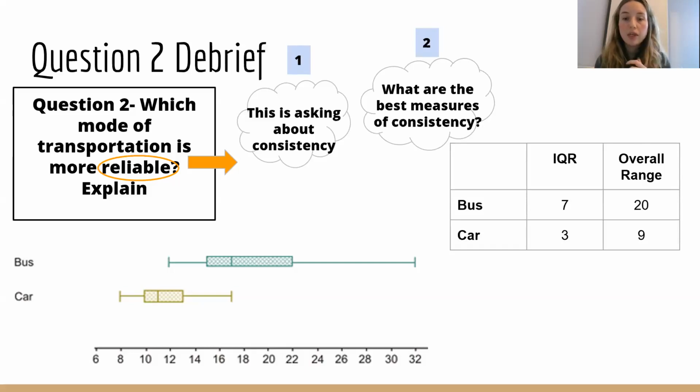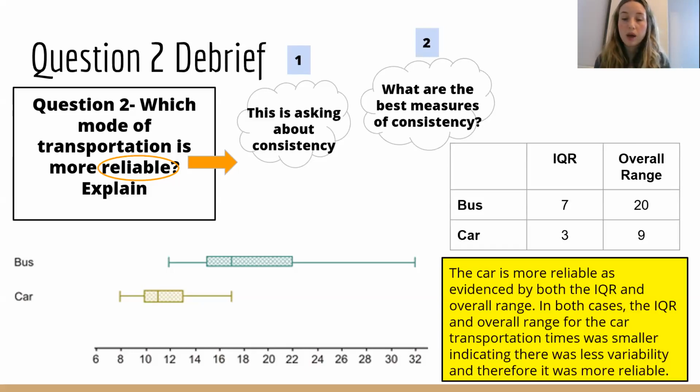Now that I have this information, I'm able to synthesize my response, which is the car is more reliable as evidenced by both the IQR and overall range. In both cases, the IQR and overall range for the car transportation times was smaller, indicating there was less variability and therefore it was more reliable.